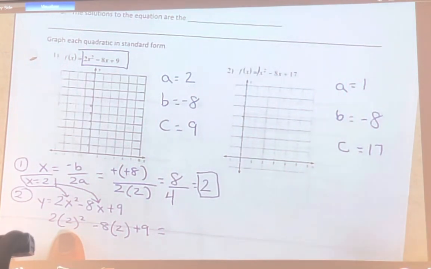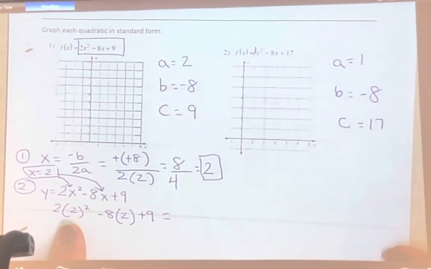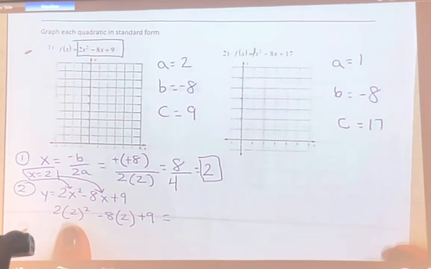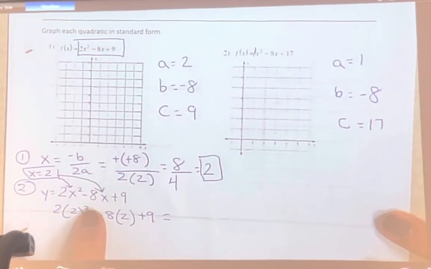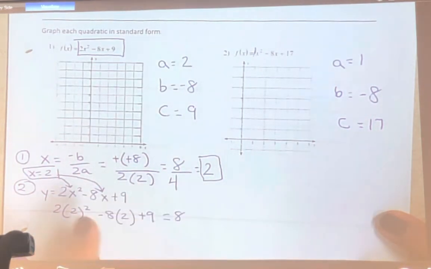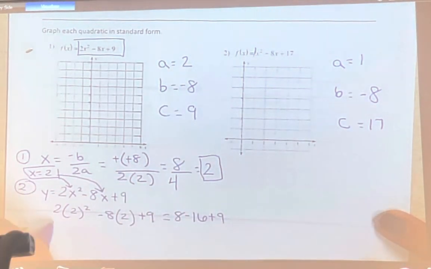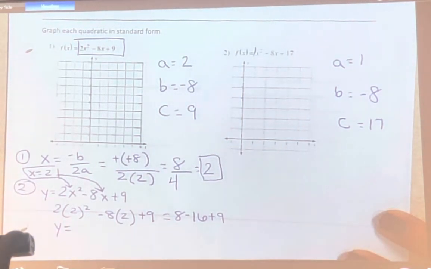Now I have to practice. Good thing I've been doing all of those order of operations problems on my warm-ups. I'm really good at this. 2 squared is 4. 4 times 2 is 8. Minus 8 times 2 plus 9. So that simplifies to y equals, what? 8 minus 16 is negative 8.